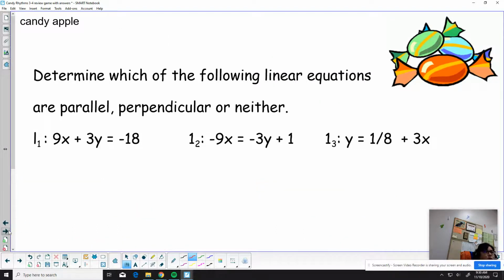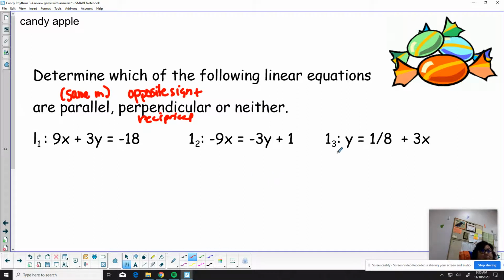All right, determine which of the following linear equations are parallel, perpendicular, or neither. Okay, to do this, I need the slope for each of them. So remember that parallel means they have the same slope. Perpendicular means they have the opposite sign and they're the reciprocal. So they have to be both, not just one, both. And neither could mean some other relationship or no relationship at all.